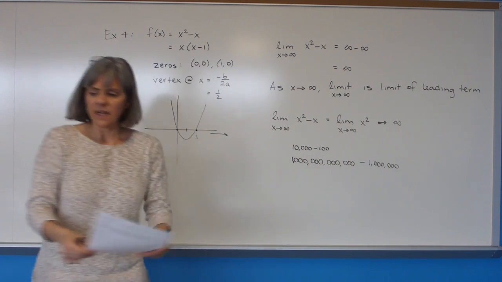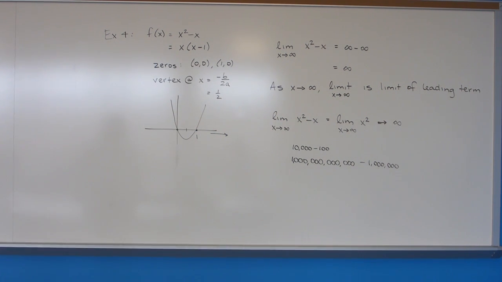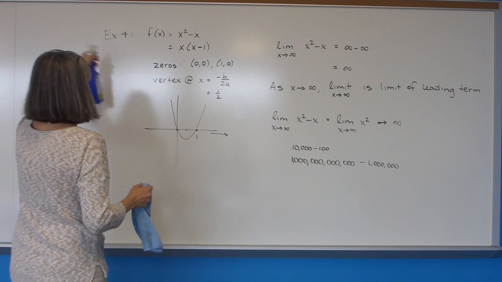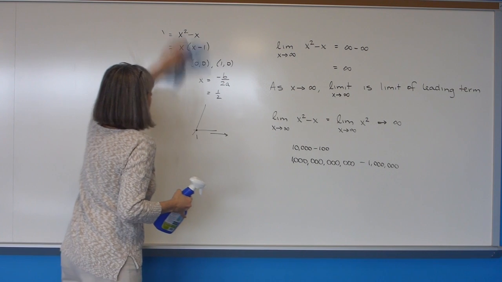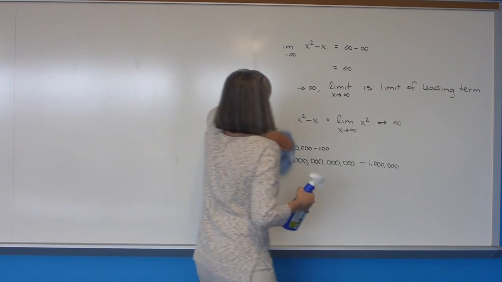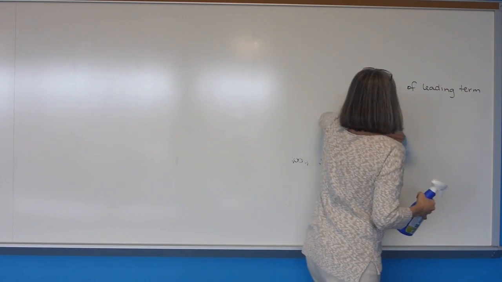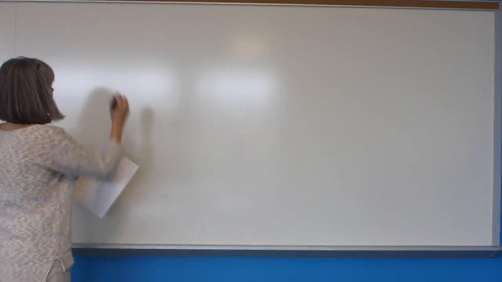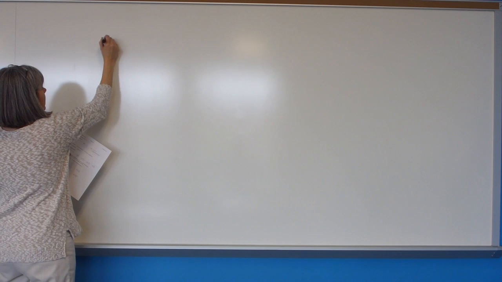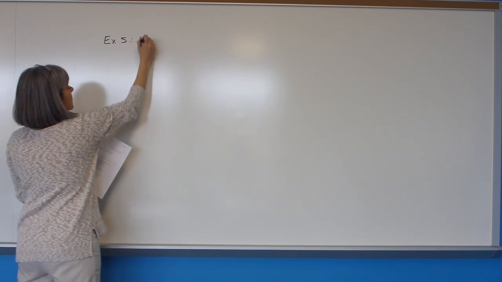Okay, now let's look at this again and look at rational functions. So this was a polynomial function. We can look at the same behavior for rational functions. Okay, so we're going to look at example 5. From the notes, this is rational functions.